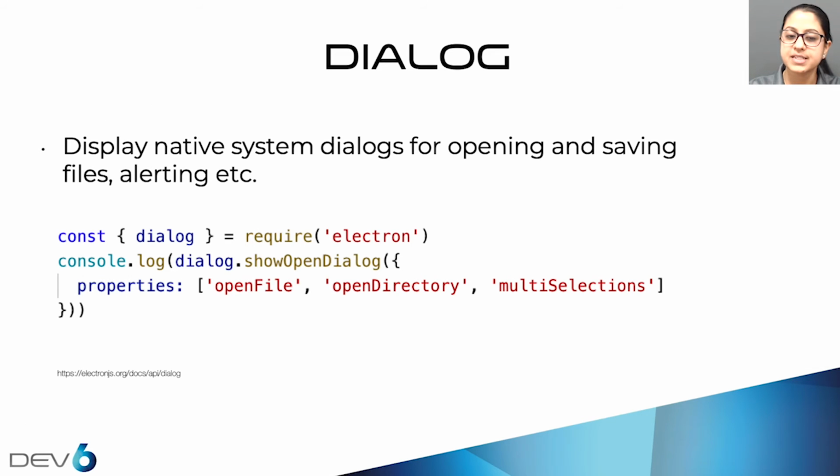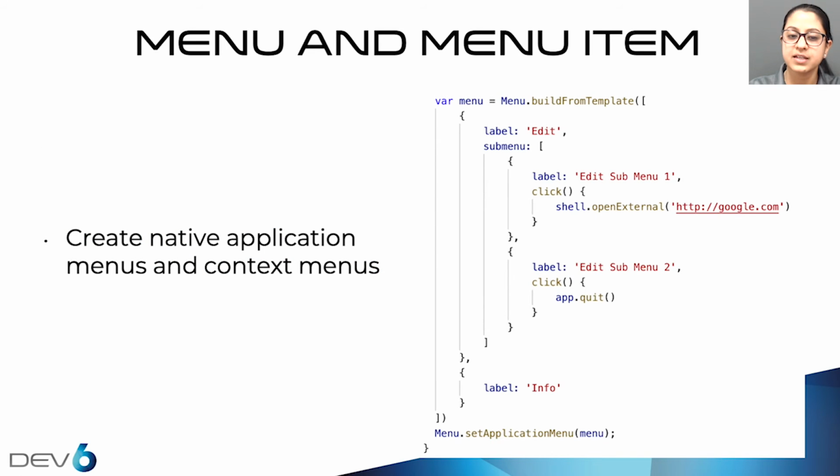And the next one is dialog. That means you can create native system dialogs for opening files and alerts. This is the code snippet showing the same. And the next one, very important, is menu and menu items. When you're creating your desktop app, you have to create some nice native menus to give the look and feel of native, right? It's very easy to create them.